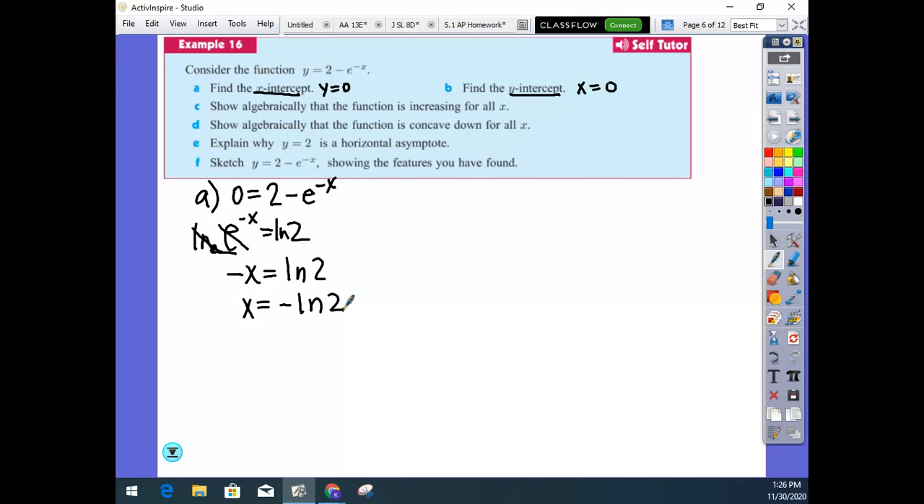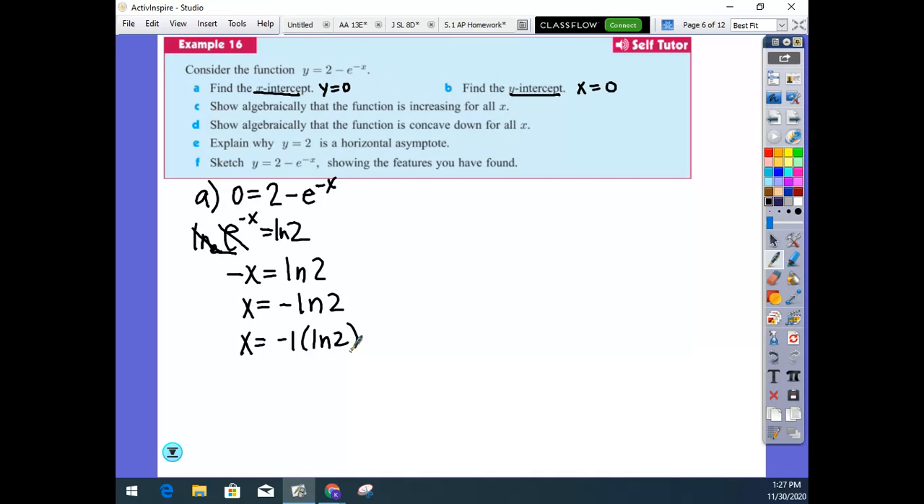Now, I would be okay with that. I will tell you that they might want you to adjust it. I want you to think about, this is like -1 times ln 2, correct?